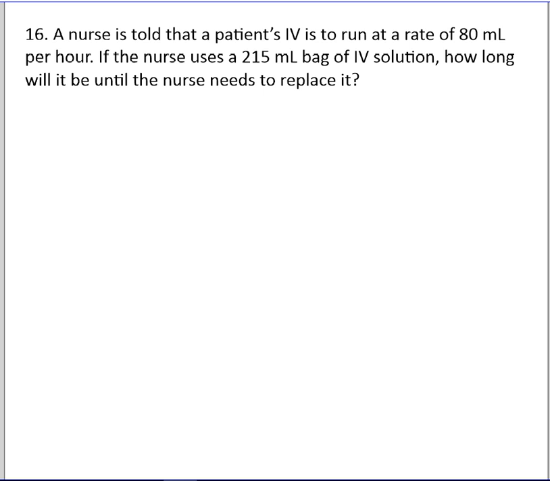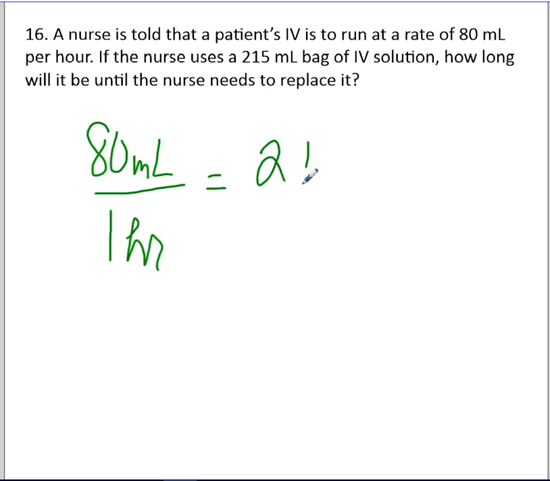Here we have our story problem dealing with our proportions that we've seen before. A nurse is told that a patient's IV is to run at a rate of 80 milliliters per hour. So as a fraction, we'll write that 80 milliliters per 1 hour. And if a nurse uses a 215 milliliter bag of solution, we need to know how long that will last.